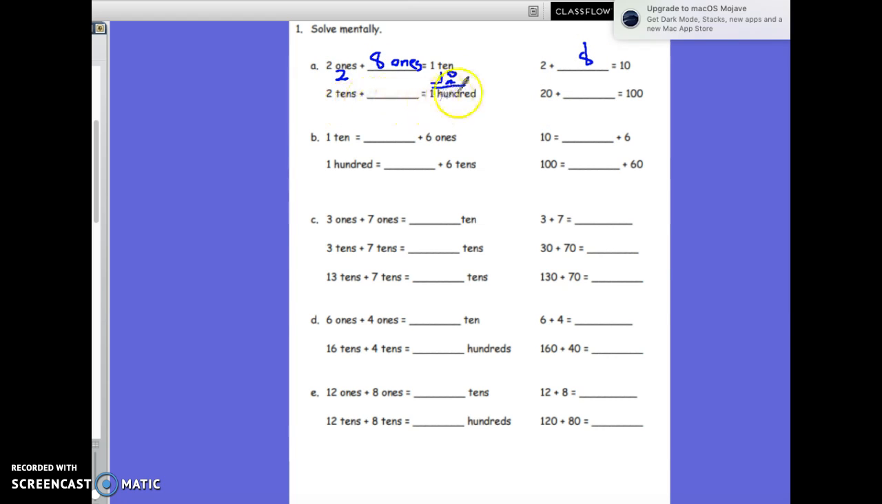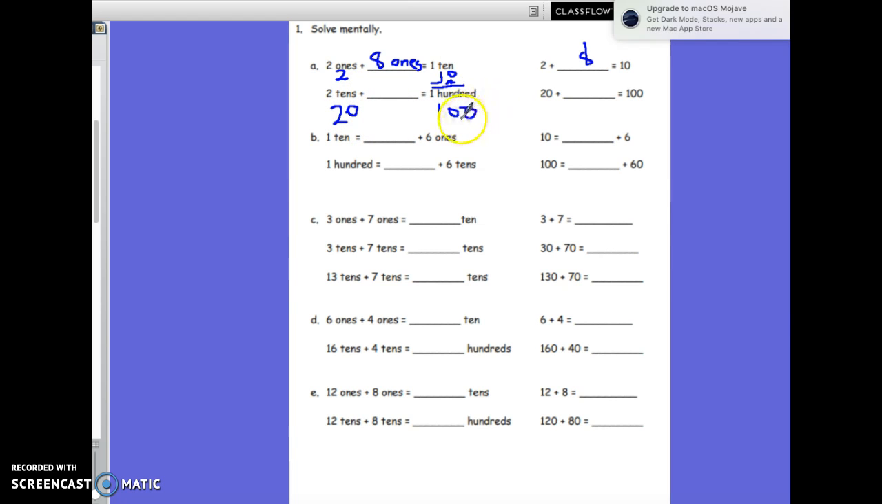Okay, 2 10s plus blank equals 100. So 2 10s is 20. I'm going to write it underneath. Now, if you don't have to, that's okay. It's just a strategy I like to use. And 100. Okay. So now it's 20 plus what equals 100.